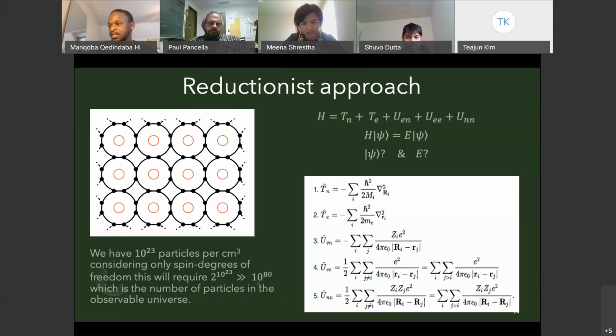By the way, this number 10 to the 80, which is the number of particles in the observable universe, just search on YouTube how they find that number. It's a very important number. And so we know the reductionist method doesn't work. So how does the emergent method work?